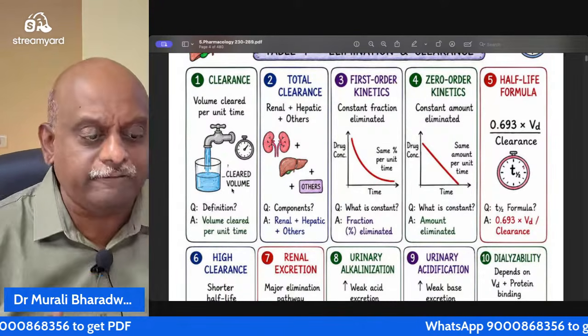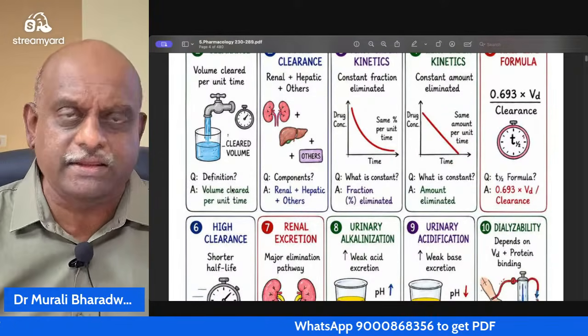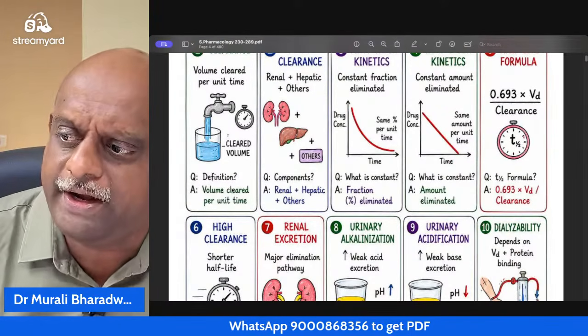What is the formula of half-life? It is a favorite question of the examiner. 0.693 times volume of distribution divided by clearance.